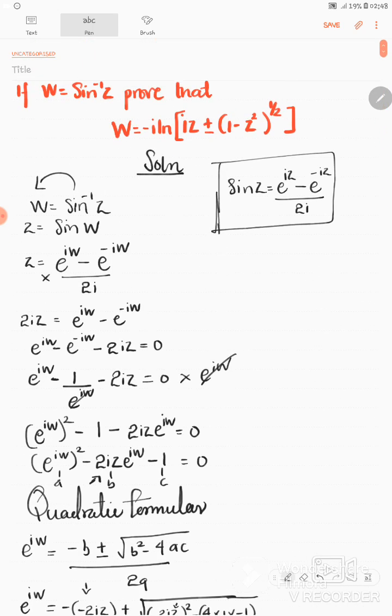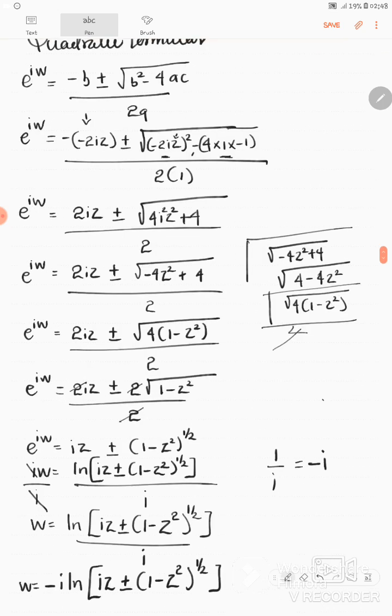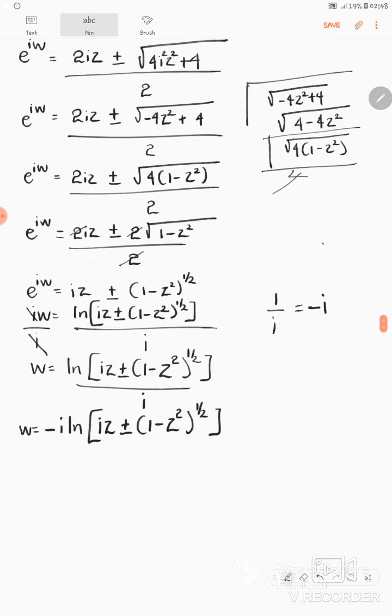Let's go back to the question. You can see we got the same answer. Therefore, we have successfully proven that w equals sin inverse z, to prove that w equals minus i ln of iz plus or minus 1 minus z squared, closing bracket, raised to power 1 over 2.